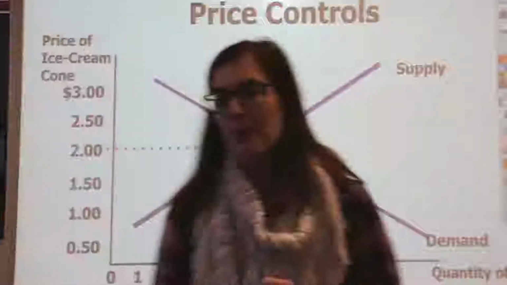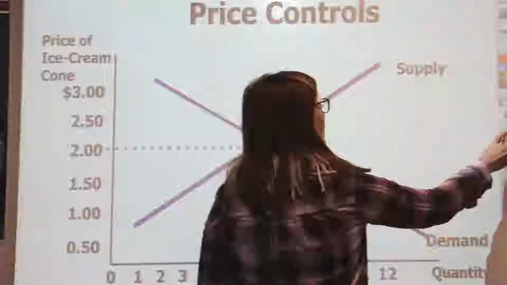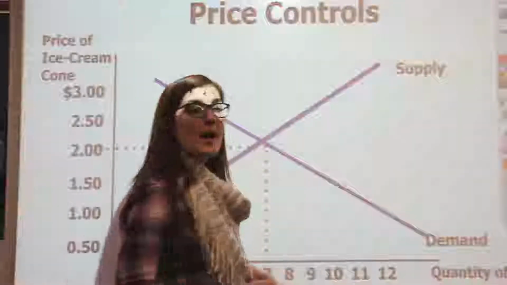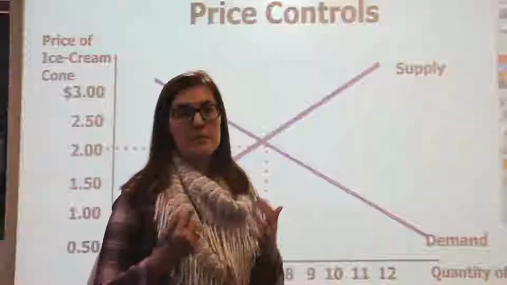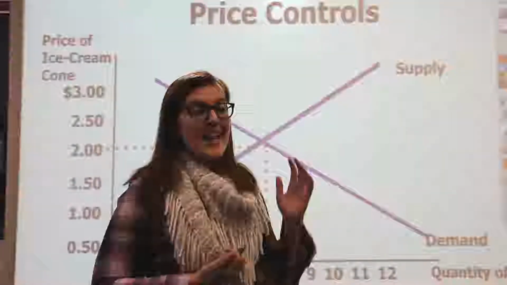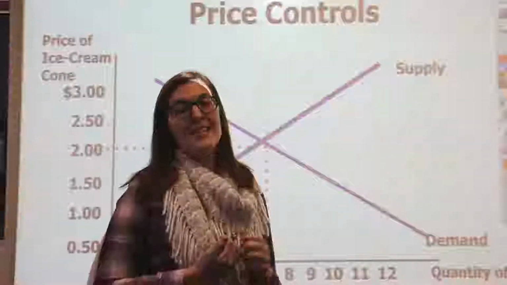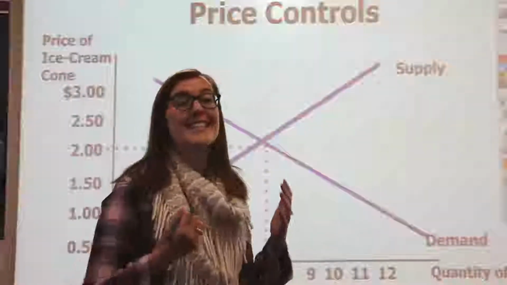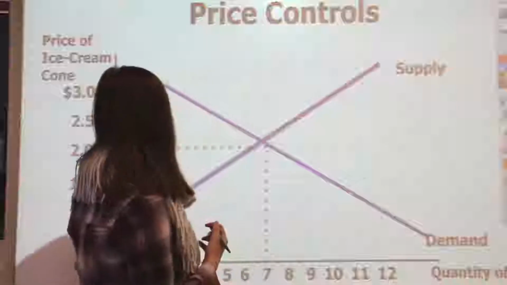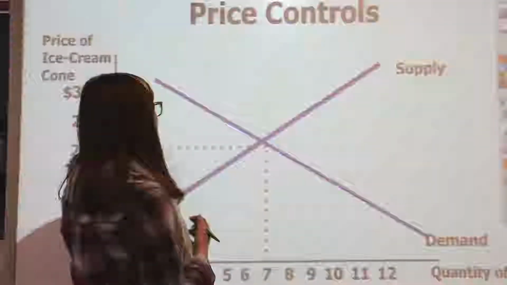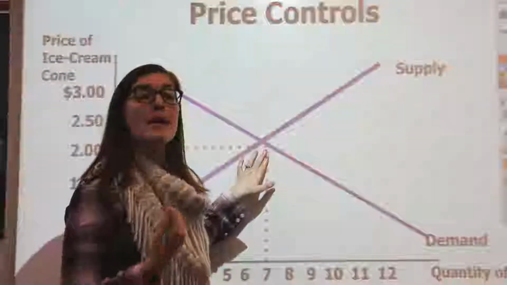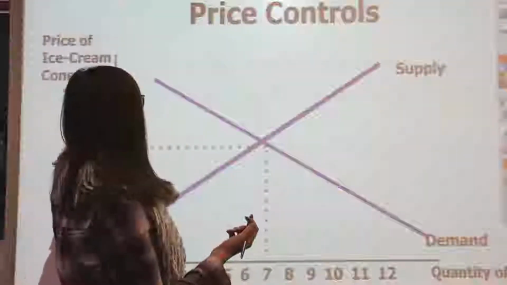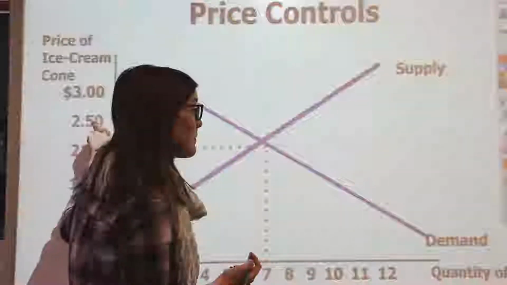A binding price control, for example, a price floor, is when the government sets a minimum required price producers have to sell a product for. This is to help the producers. This is in a market where the producers can't exist at the equilibrium. So in this case, a producer can't operate at $2, the price is too low for them. So the government sets a minimum price, we'll say of $2.50 for an ice cream cone.